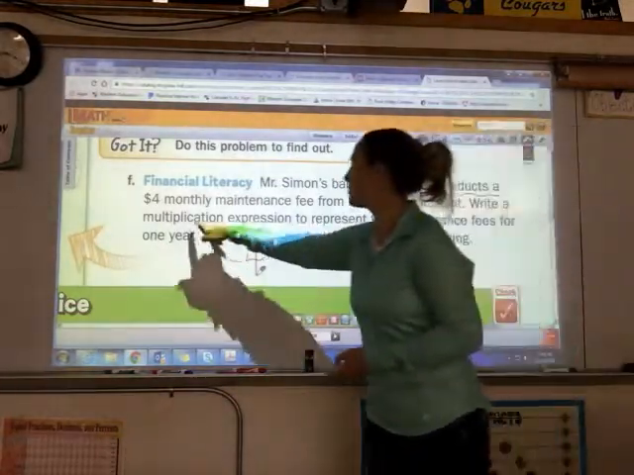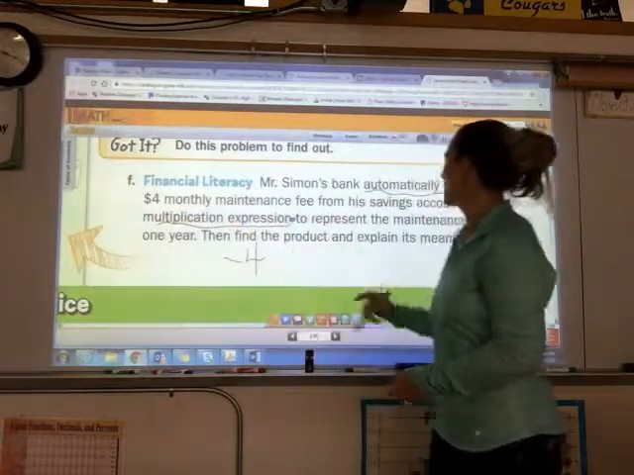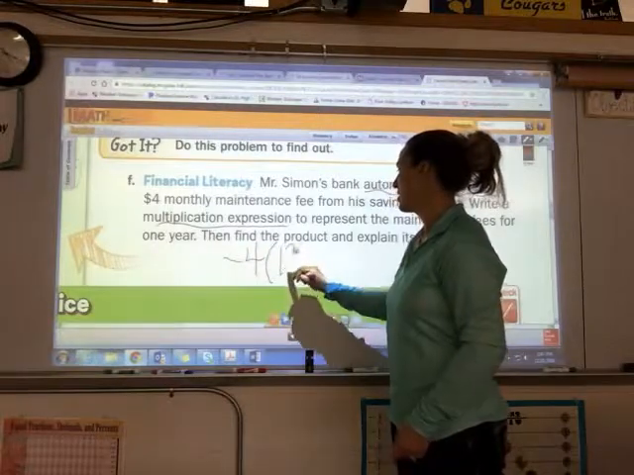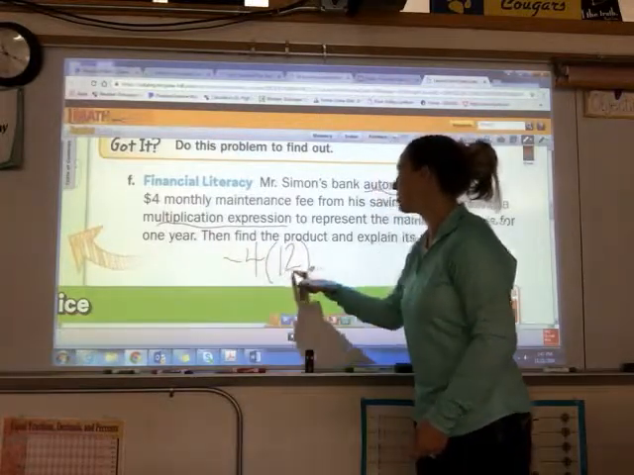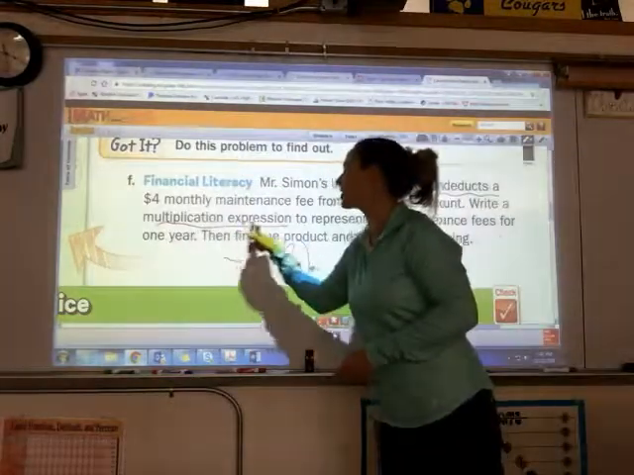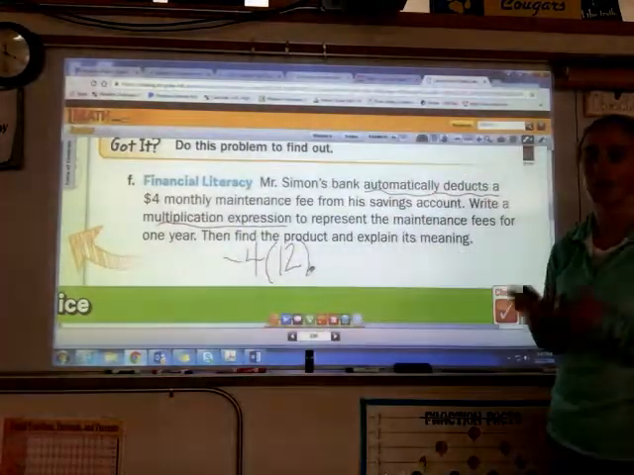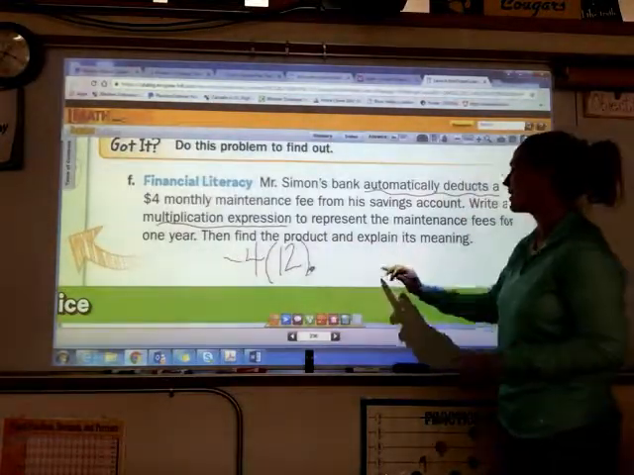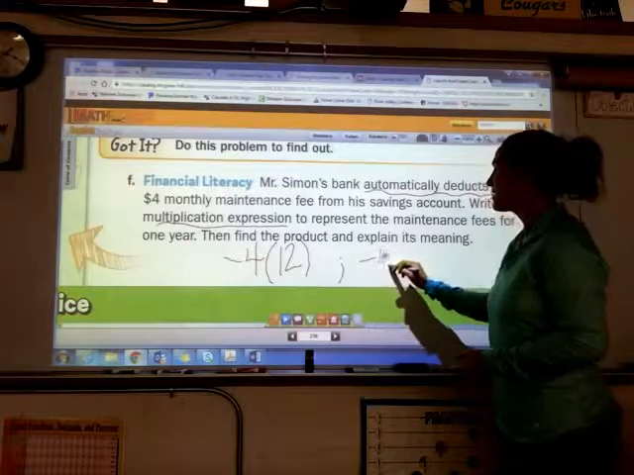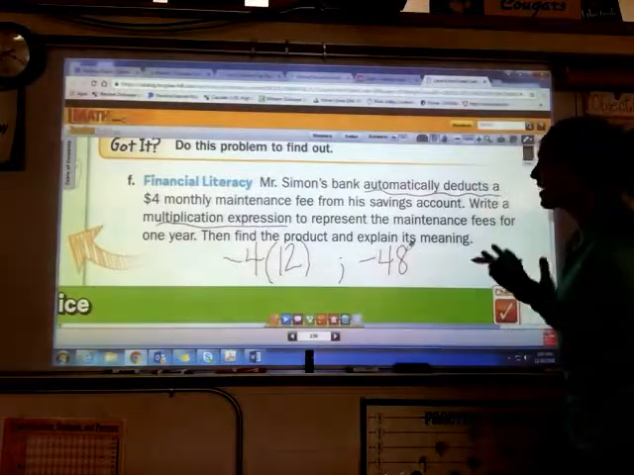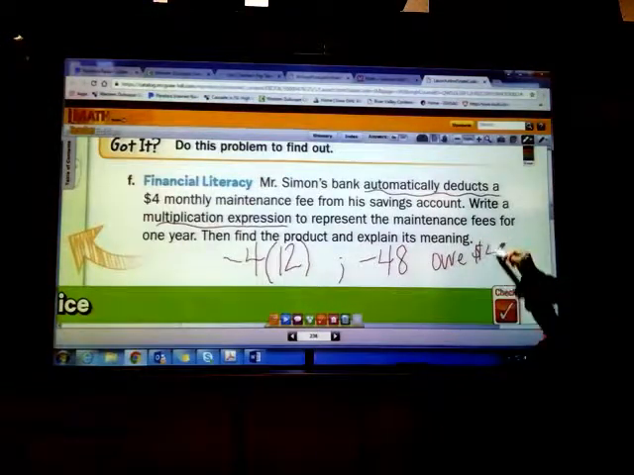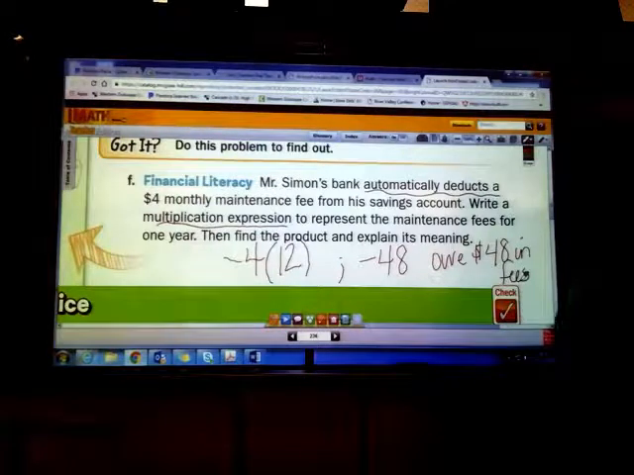My job is to write a multiplication expression to represent maintenance fees for 1 year. Now I know in 1 year there's 12 months. So I'm going to end up multiplying negative 4 times 12. There's my multiplication expression. We don't want it to equal anything because we're just looking at an expression. Then my job is to find the product and explain its meaning. So my answer would be negative 48. Now what does that mean? Basically, that means that they are going to owe $48 in fees. And that would be over the course of a year.